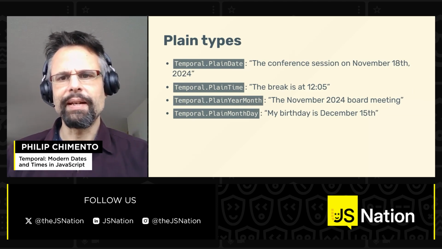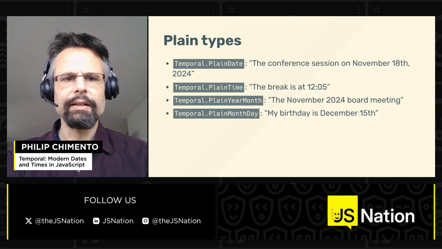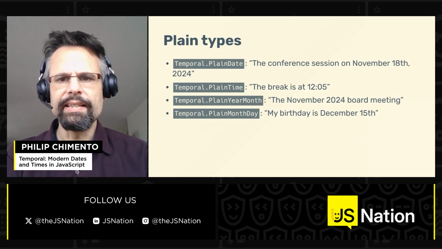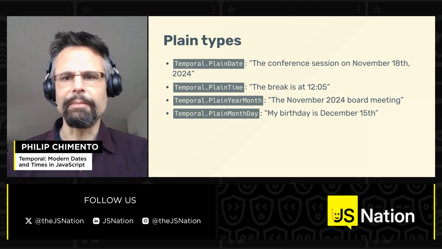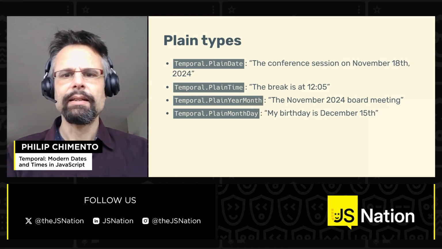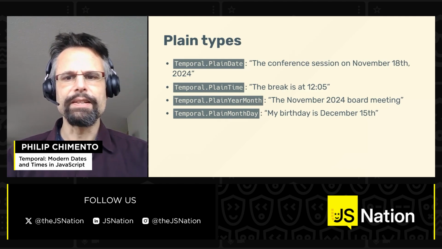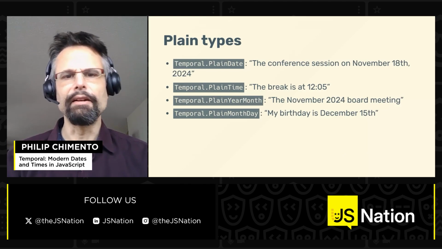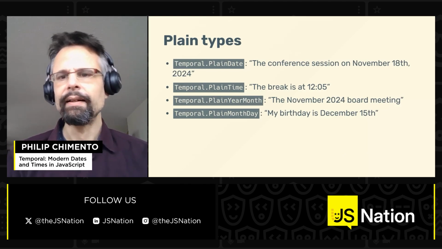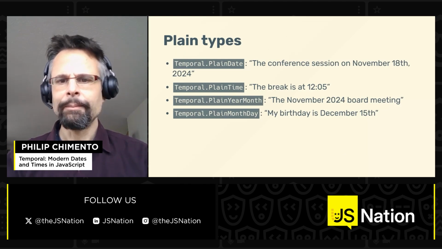So here are the types that we have that don't carry all of the information. Plain date is a day without a specific clock time, which is a very common use case. Plain time is a clock time not on any specific day. Plain year month is a month without a specific day. So you could think of using that to refer to an event that happens occasionally, like I have here the November 2024 board meeting. It also corresponds to HTML input type months.